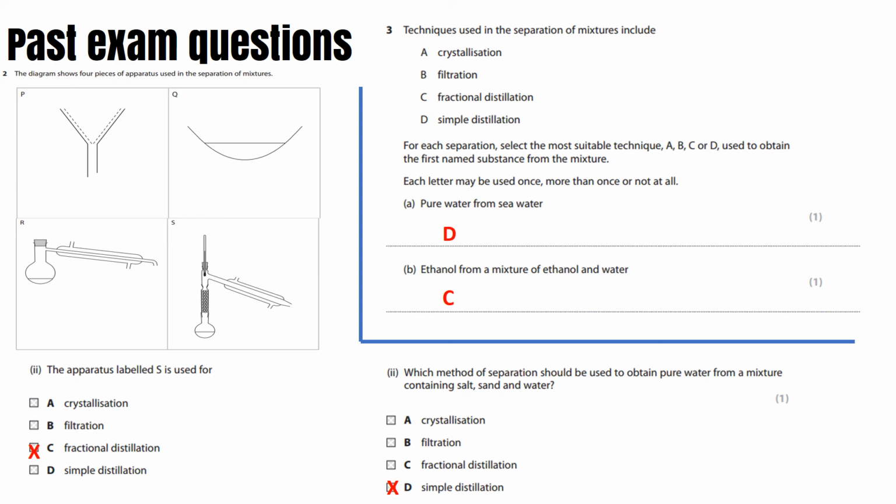They do this a lot. So make sure you read questions. Don't go in guns a-blazing and say, oh, little simple distillation, fractional distillation. Oh, great, I know this. Read questions. They will do funny things like that.